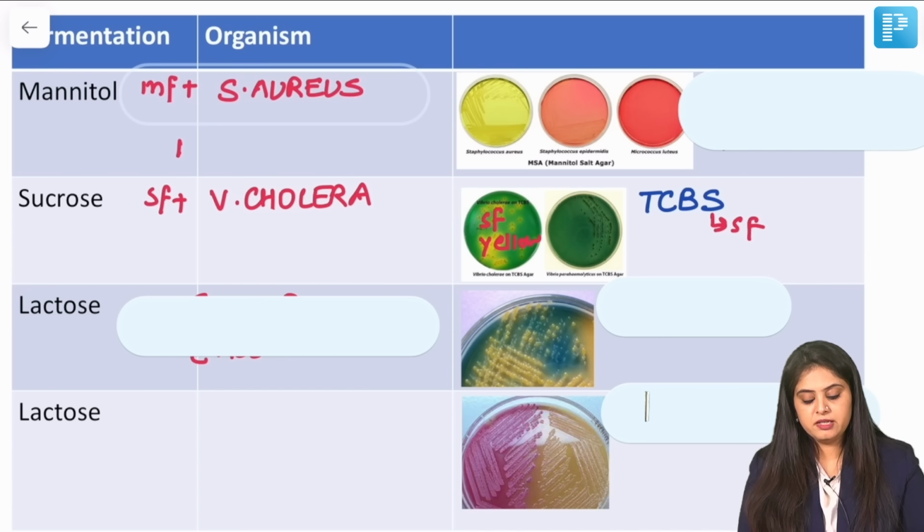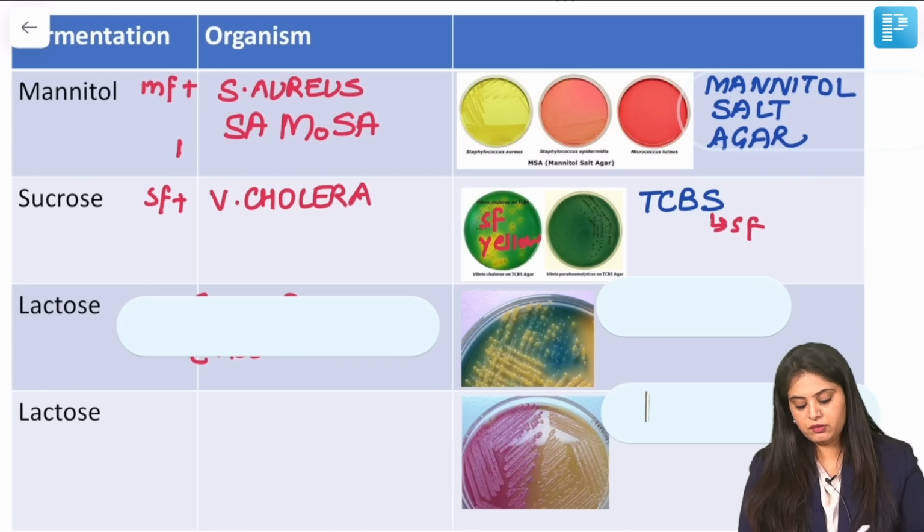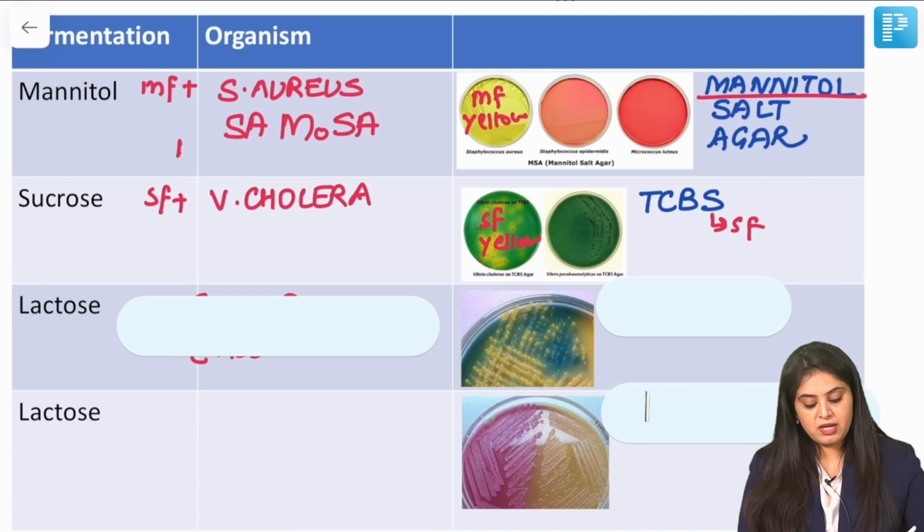Similarly, we always study a mnemonic which is referred to as SAMOSA. What is SAMOSA? When you're talking about Staph aureus, it is going to show mannitol salt agar as its culture media, because mannitol salt agar will obviously tell me about mannitol fermentation. Can you see when mannitol is fermented, what color do we get? Again a yellow color.